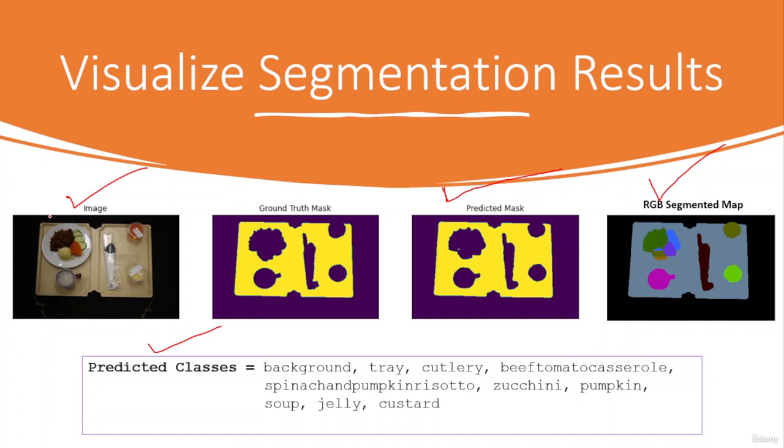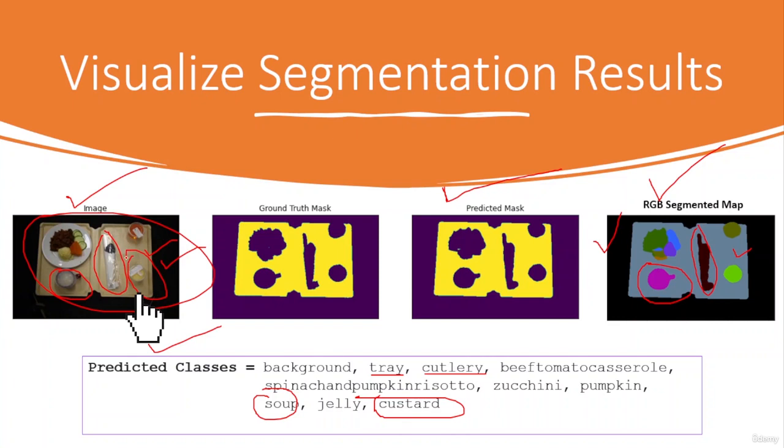So here you can see for this original image the model has predicted the background. So here you can see the background, and in the output segmentation map the background is labeled as black. Then you can see the tray, and here is the tray in the original image, and here in the output segmentation map you can see the tray. Then cutlery, and in the original image you can see the cutlery, and here you can also see the cutlery with a different color. Similarly here you can see the soup in the predicted classes, and the original image contains the soup, and here you can see in the output segmentation map the soup is predicted, and also the model predicted the custard, and here you can see the custard in the original image, and here is the predicted custard region in the output segmentation map.